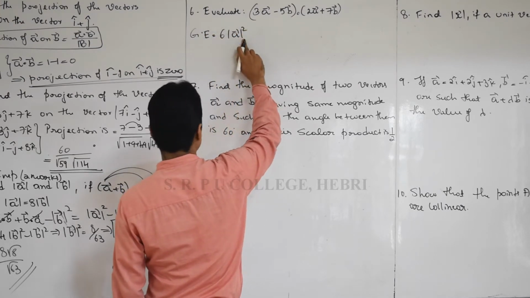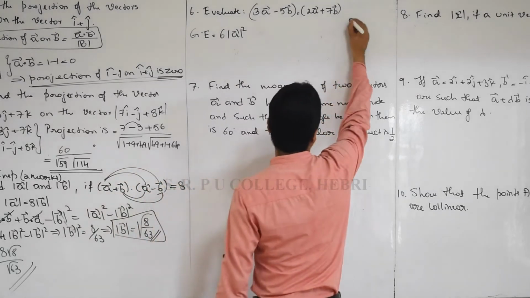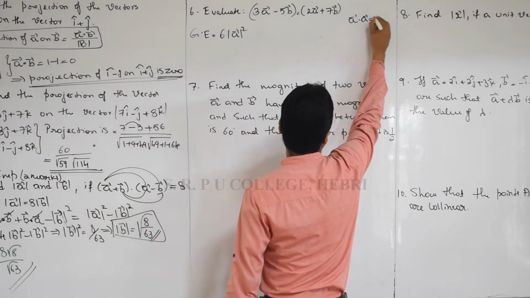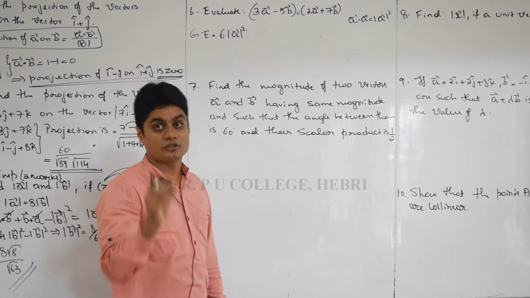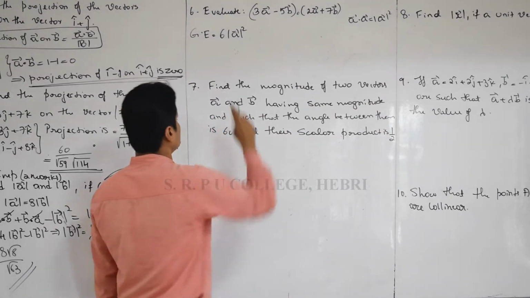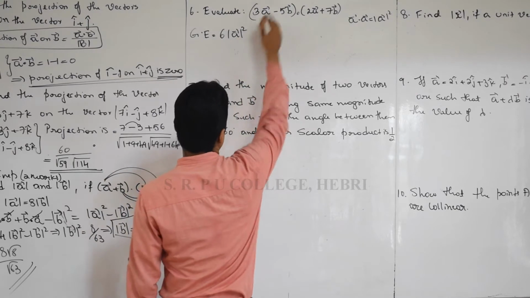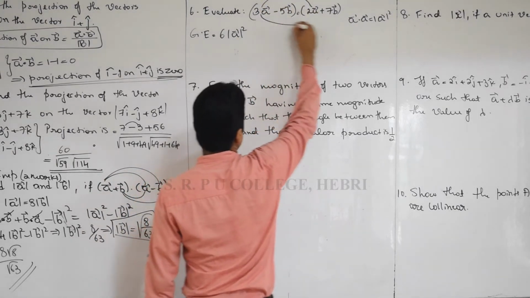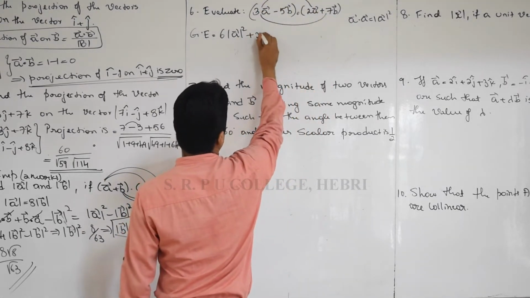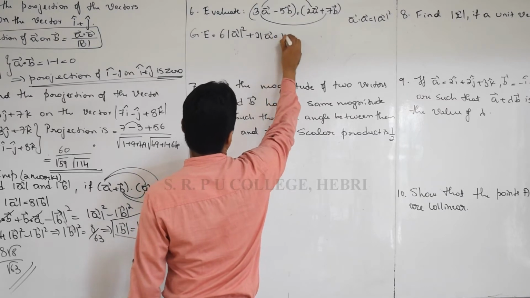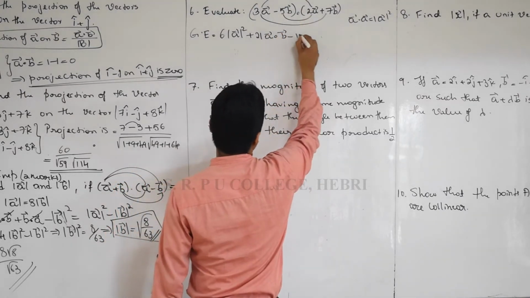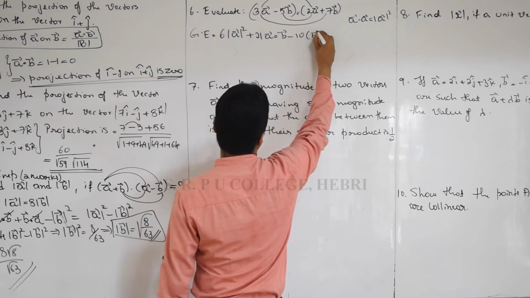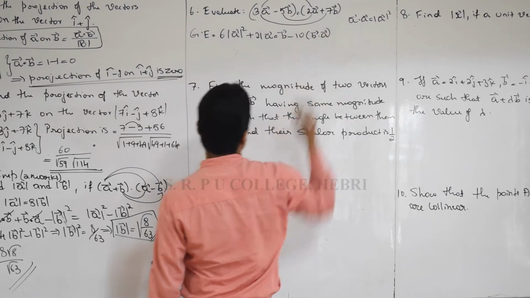See, what is vector A dot A? Magnitude of vector A whole square, from the property. Remember, vector A dot A is equal to magnitude of vector A whole square. So 6 into magnitude of vector A square, this into this. Next, this into this, what happens? Plus 21 vector A dot vector B, correct? Next multiply these two, minus 10 into vector B dot vector A, right?